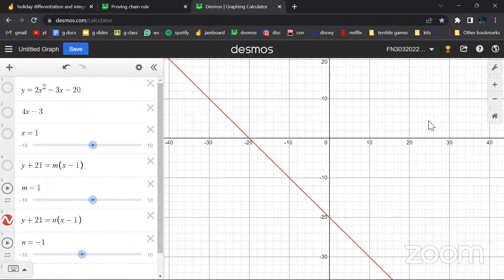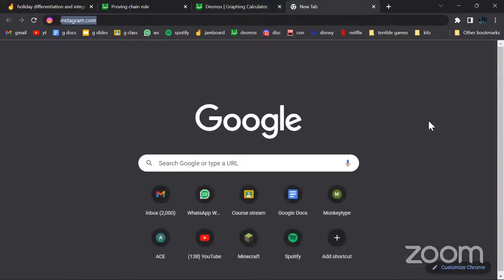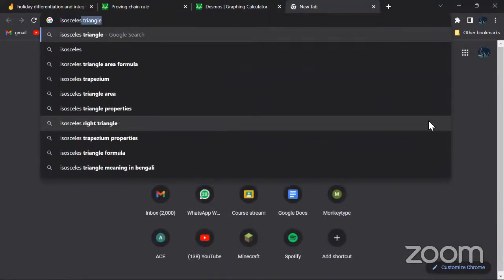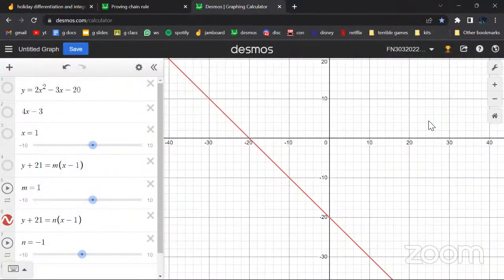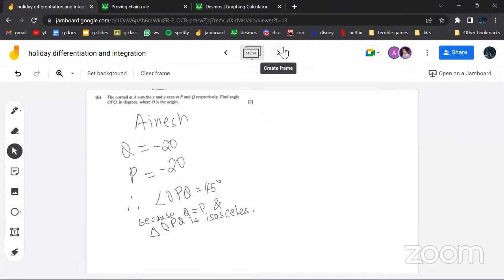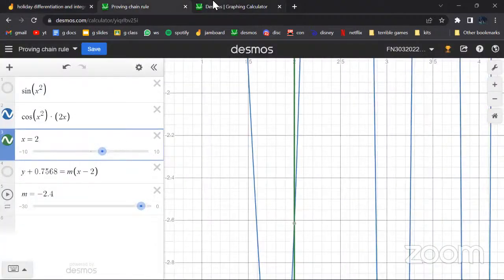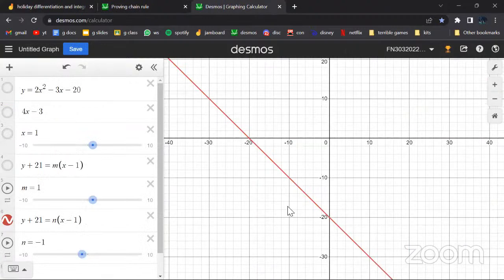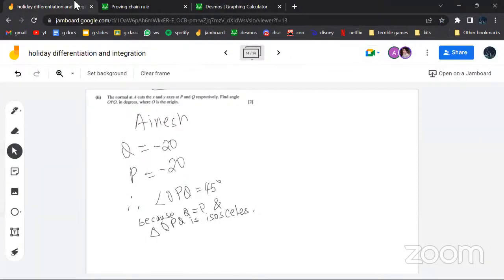So Kyoko, can you do it? Can you find the other half point? I think so. Wait. I'm done. Right. So what is your answer? Q is minus 20, P is 20. Let me just confirm that you are correct. Oh, it is correct.